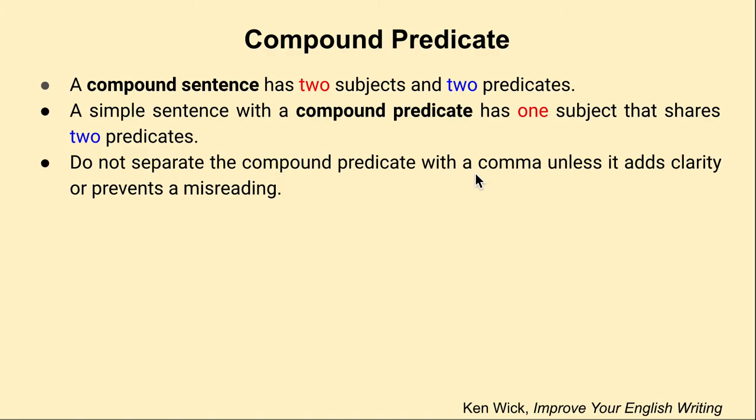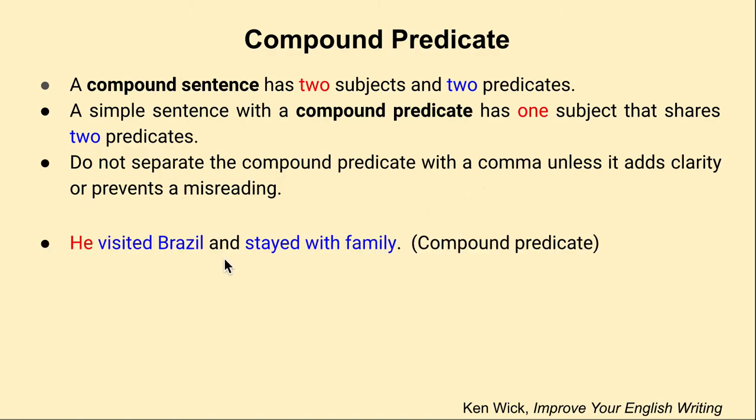So let's look at some examples. This is a compound predicate because here in red, he visited Brazil and stayed with family. See, there's no subject in this second half of this simple sentence. So you have one subject that shares two predicates.